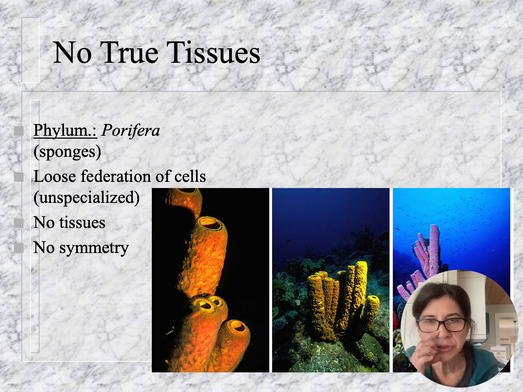All right, so initially the first animals were animals that didn't have true tissue. So their organization was at a cellular level, not at a tissue level. So the most primitive animal are the sponges, phylum Porifera, from pores, because they have holes in them. And again, these don't have true tissue. They have a loose federation of unspecialized cells. And they have no symmetry, so they have asymmetry.